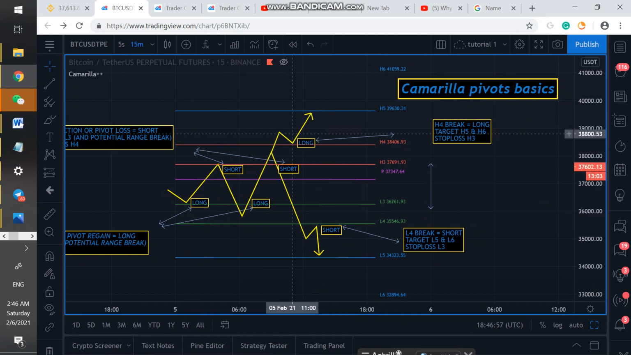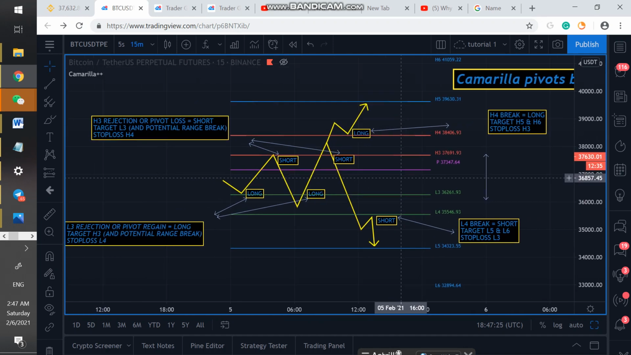If H4 is broken, you get a retest, you get a chance to get in. Your targets are H5, H6. If it breaks L4, your targets are L5, L6. Your stop loss will be, for the breakdown, L3, your range floor, or for the breakout, H3, your range ceiling. Fairly simple.